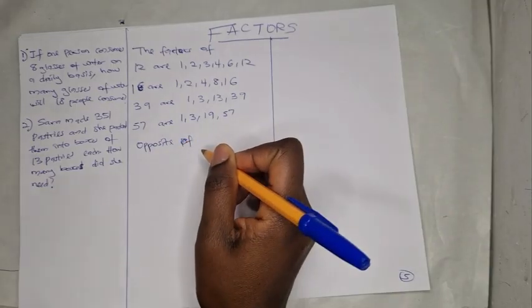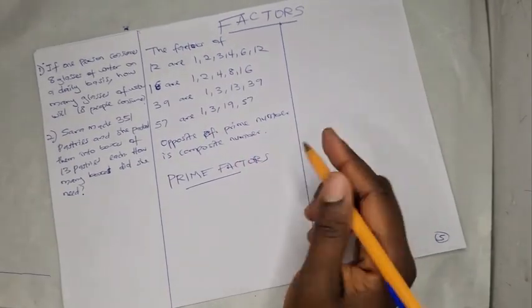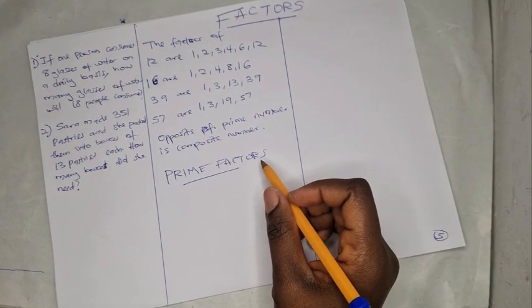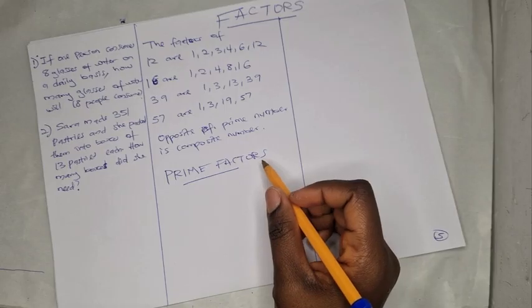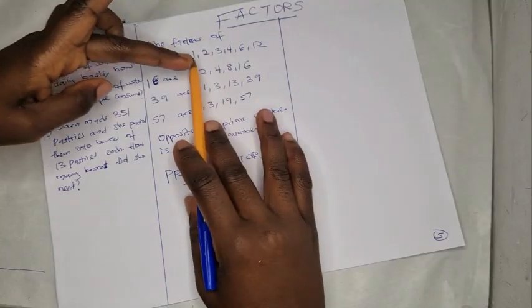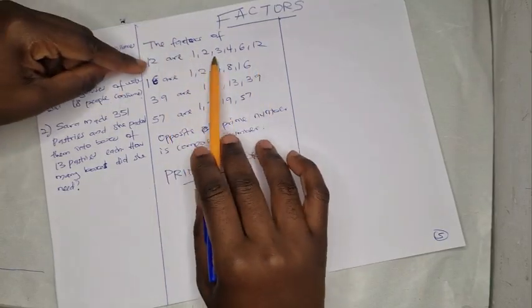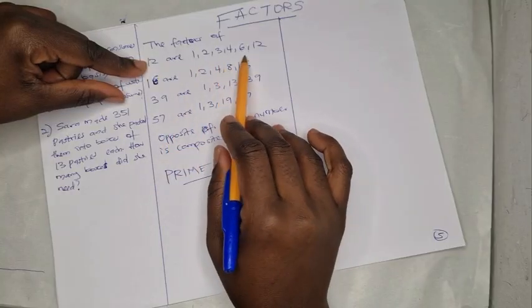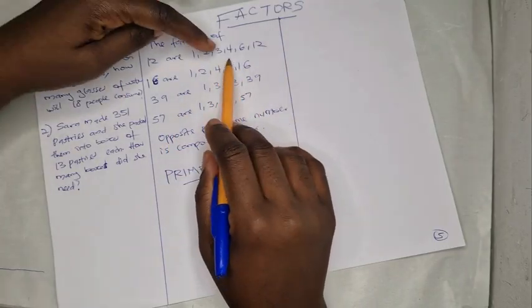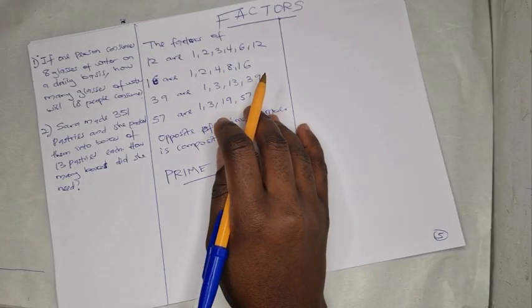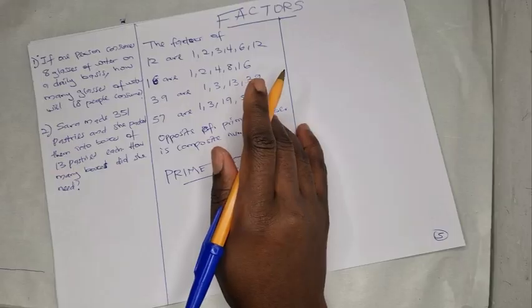The opposite of prime numbers are composite numbers. Composite numbers are the numbers that more than two numbers can go in them, while prime numbers are numbers that only one and itself can go in. So all the listed numbers here are composite numbers because they have factors that are more than just one and themselves.